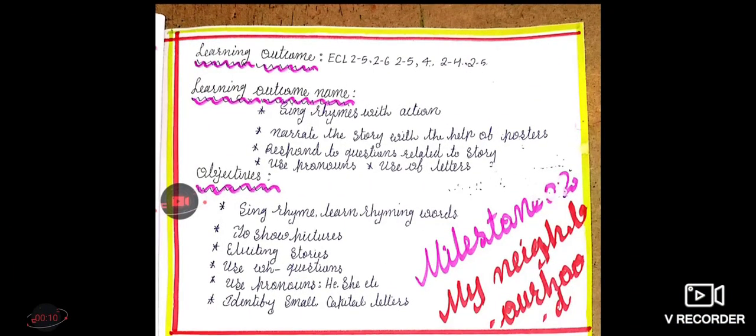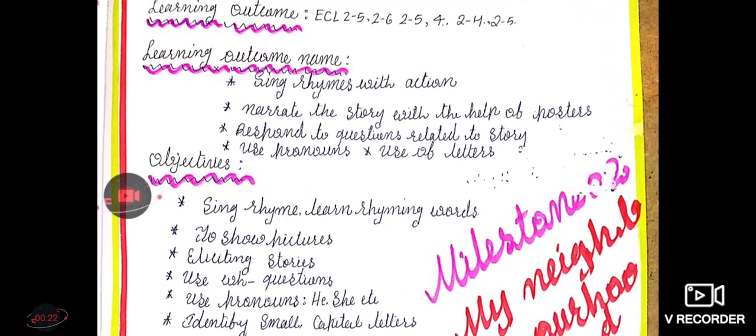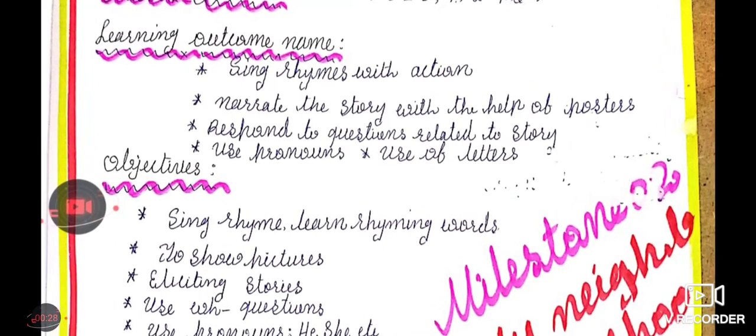Numbers initial to -5 to -6 to -5 4 to -4 to -5. Related to these learning outcome numbers, learning outcome names: sing rhymes with action, narrate the story with the help of posters, respond to questions related to story, use pronouns, use of letters.